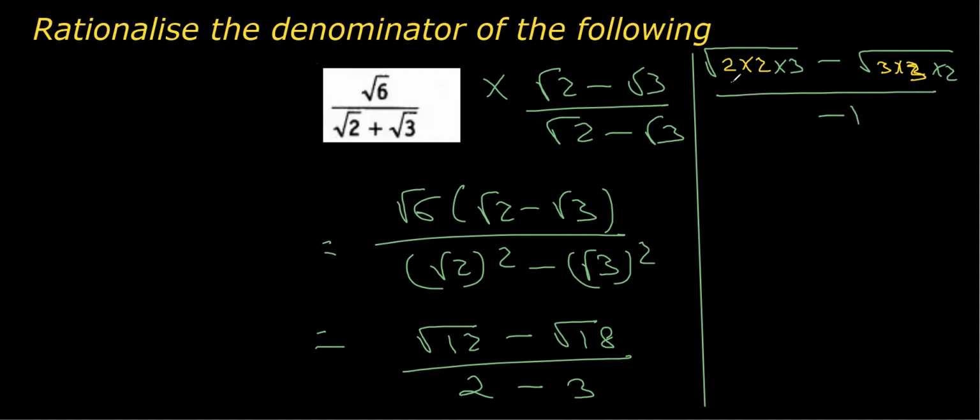Now you can see there is a doublet of 2, so I can write 2 outside and root 3 inside only. There's a doublet of root 3, so 3 will come outside, 3 root 2. But there is a minus sign below.